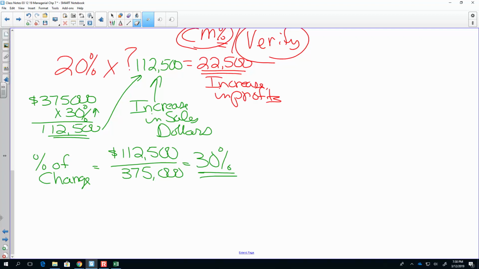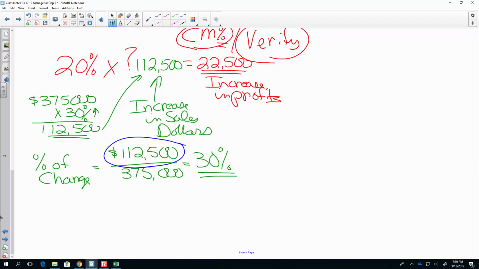So here's the scenario. I'm going to ask for the percentage change in profits using the DOL. But I don't give you the 30%. It's the same question, but I don't give you the 30%. What do I give you? I give you the increase in sales. The increase in sales were 112,500. What is the percentage change in income using the DOL?